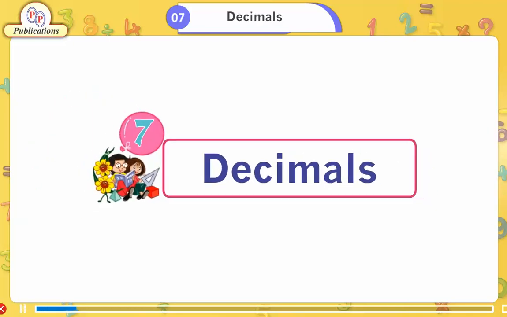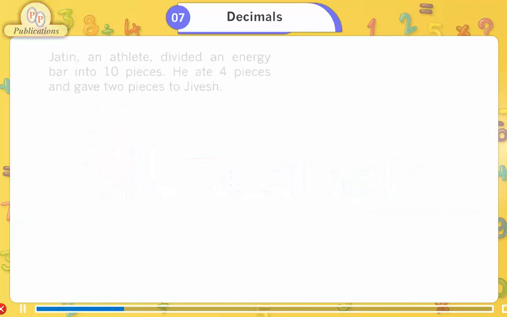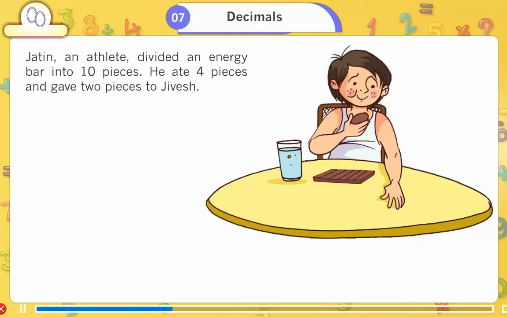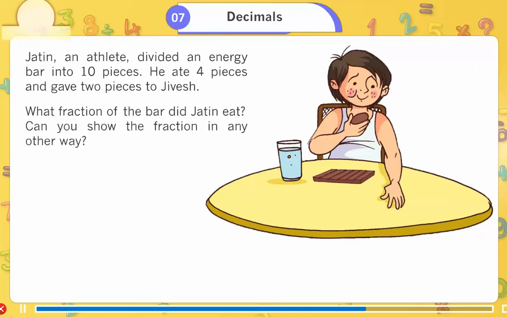Chapter 7. Decimals. Jatin, an athlete, divided an energy bar into 10 pieces. He ate 4 pieces and gave 2 pieces to Jivesh. What fraction of the bar did Jatin eat? Can you show the fraction in any other way?